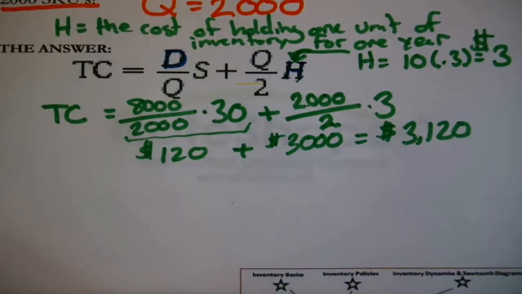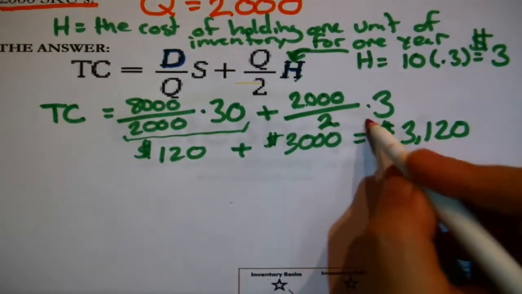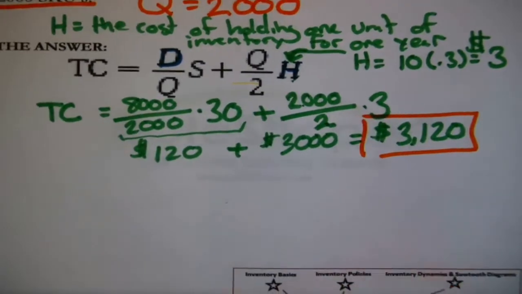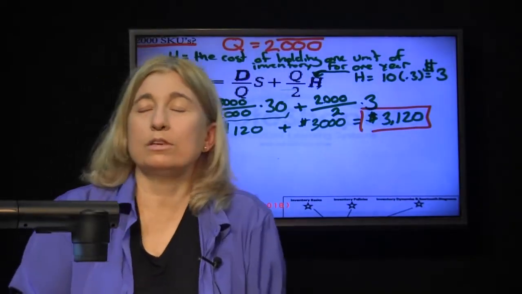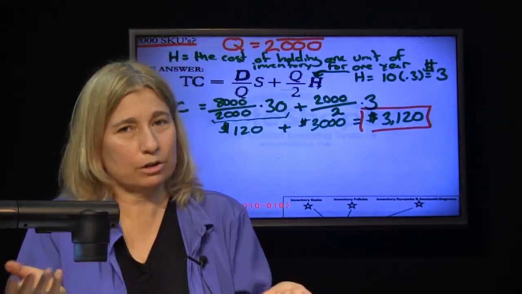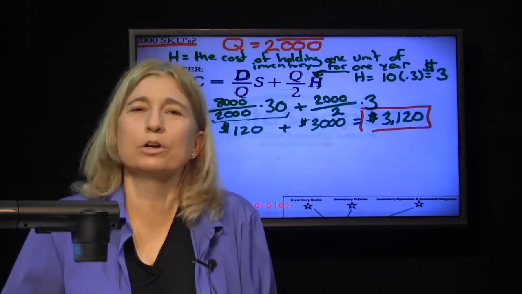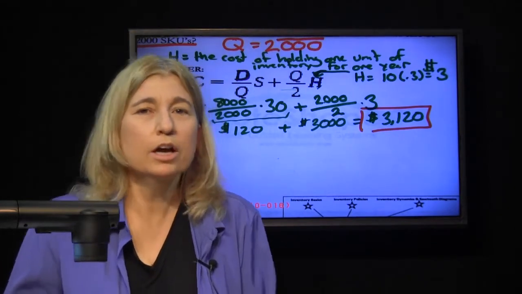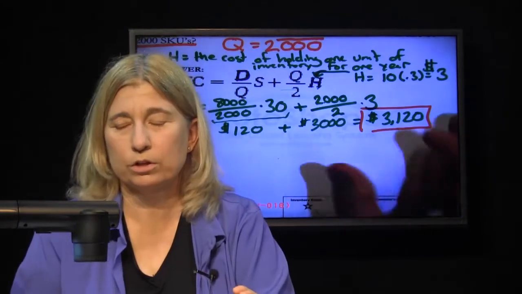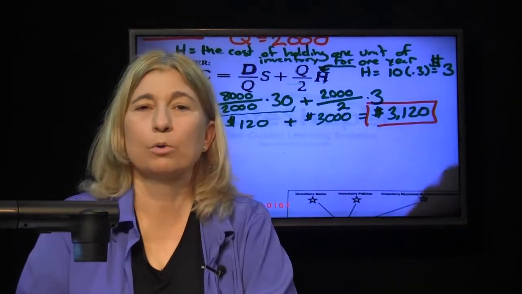There is the answer to our question up above. What would it cost to order these things 2,000 at a time? It would cost us a total of $3,120 a year in the combined ordering and holding costs. Okay, question answered.